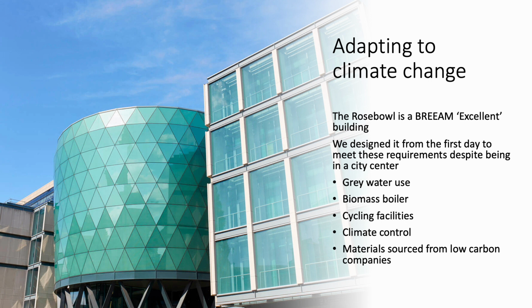You may be familiar with the Rosebowl building, hopefully. When we built the building, we designed it from day one to make sure that it would be as environmentally friendly as possible with regards to carbon. So we looked for low carbon sources of supply for the building itself. We made sure that the choices we made regarding powering the building and using the building were low carbon as well. So you'll see things like grey water usage in the toilets, there's a biomass boiler in the basement, we have recycling facilities, and there's climate control in the rooms, which is passive, and all the different materials we chose for the building were chosen to be low carbon in nature.